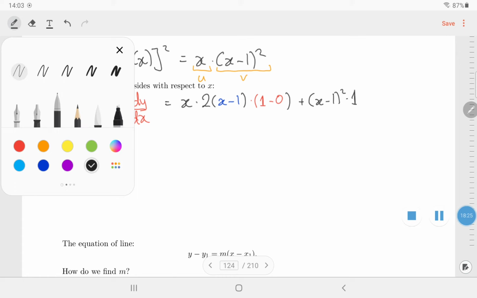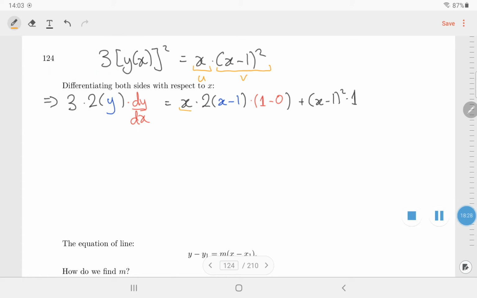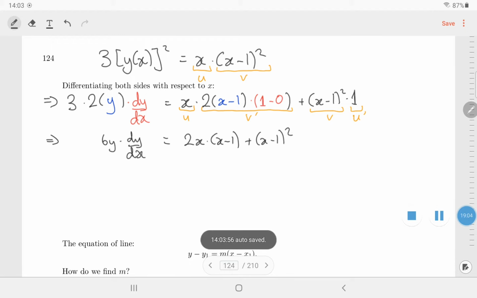Now, just in terms of the product rule, we did the first thing by the derivative of the second thing, plus the second thing by the derivative of the first thing. Okay, now our job is to solve this for dy dx, so we'll just tidy it up a little bit. We've got 3 by 2y, that's 6y by dy dx. And let's tidy up what we got here. So the red thing is just equal to 1, so that doesn't really make any difference. So it's just 2x by x minus 1 plus x minus 1 squared. And maybe we should go back and read the question.